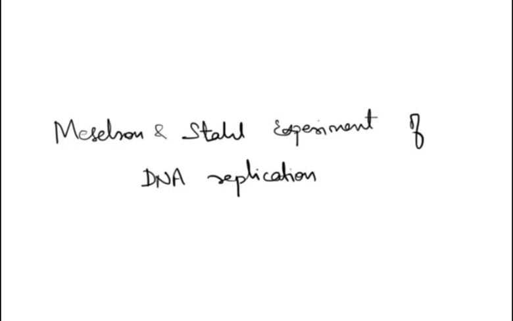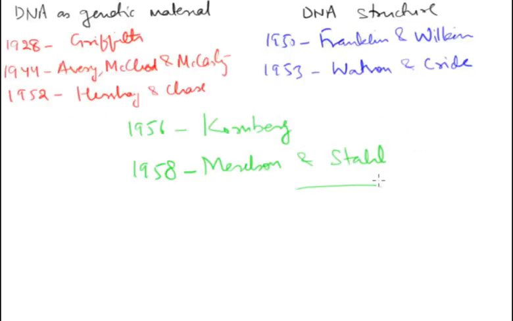Namaste friends. Today we are going to discuss the Meselson and Stahl experiment of DNA replication. Before going into the details of that experiment, let us have a quick historical aspect of replication. Two discoveries in the 1950s revolutionized molecular biology. The first is the discovery of genetic material, and the second is the structure of DNA itself.